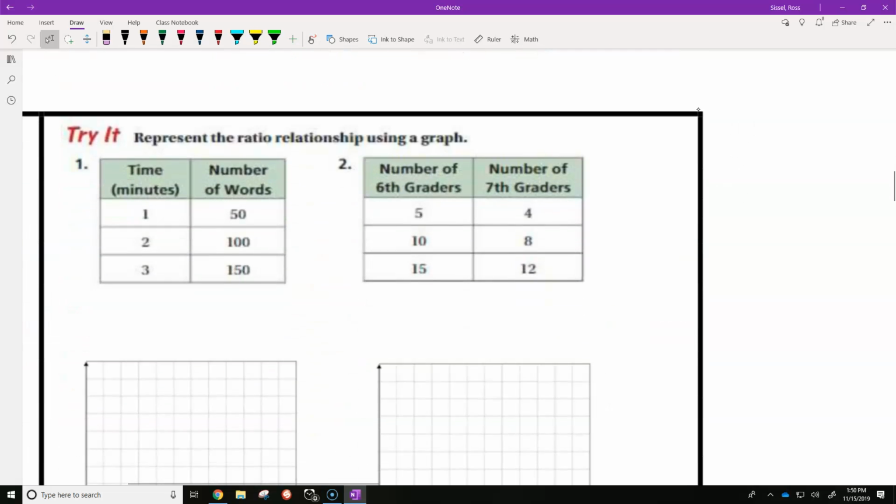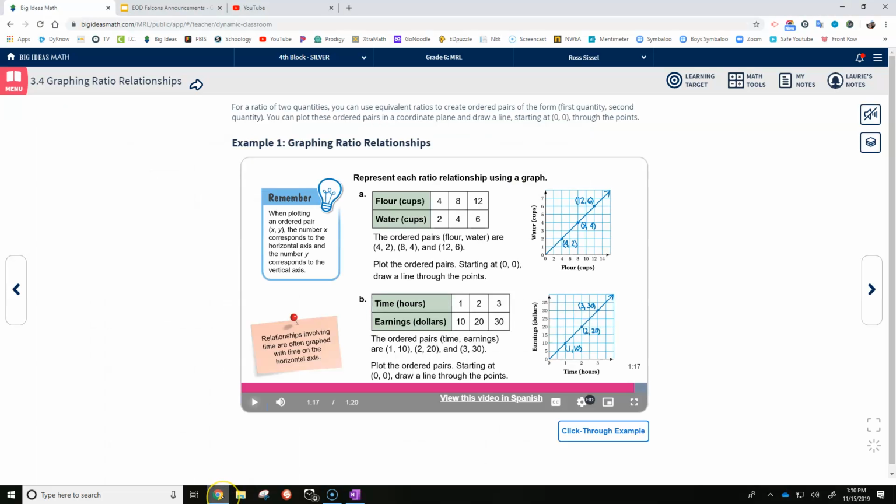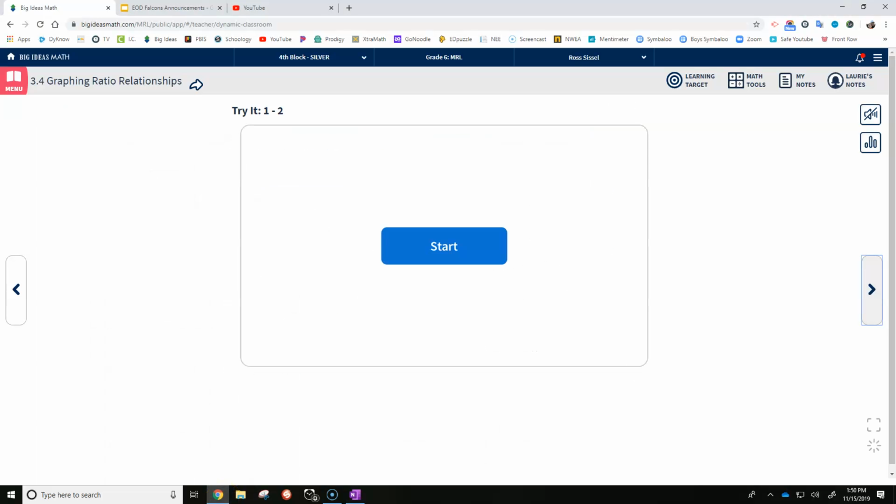Alright, let's go to the try it. This is where you are going to need your computers. Wait. Just leave it where it's at. I have to show you what you're going to do.